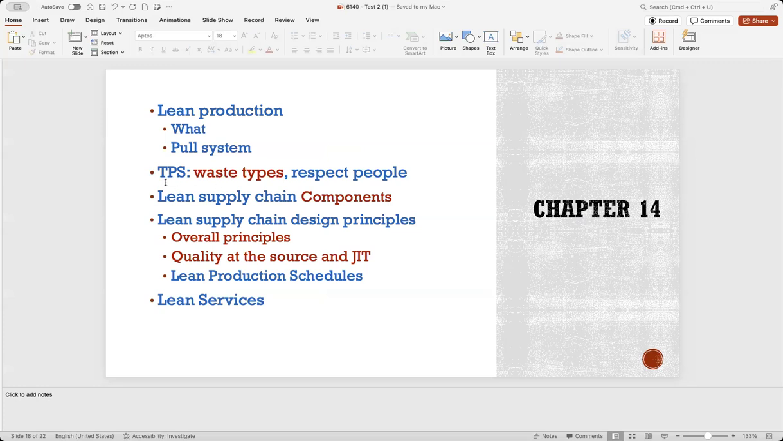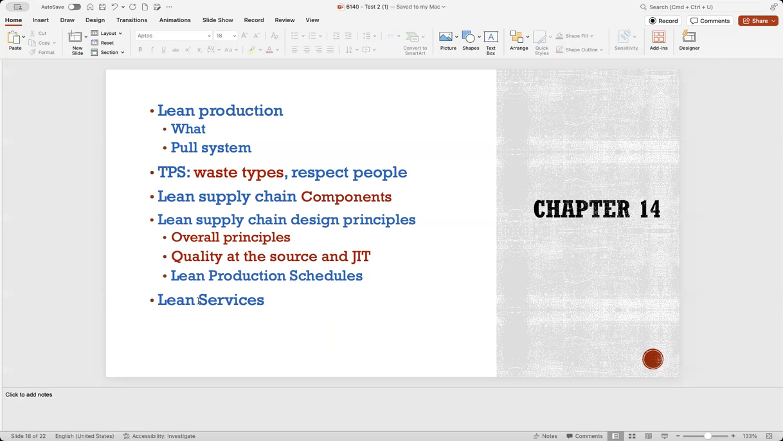Then take a look at the Toyota production system and what kinds of waste we may have. If you want to apply lean operations, employees are really important, so you need to respect your people. Take a look at the lean supply chain components, what they are, and the design principles. We have overload principles, and look at what quality at the source and just in time mean, as well as the schedules overview.